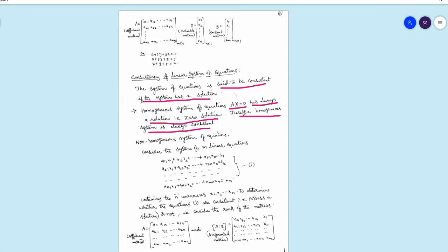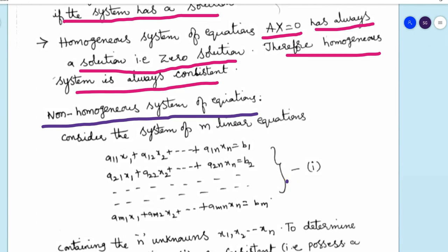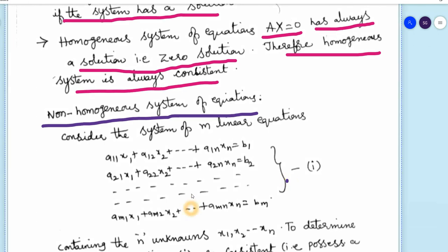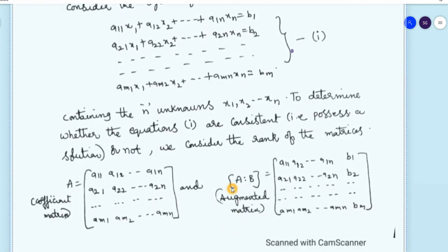So this is the non-homogeneous system of equations with n unknowns x1 to xn. To determine whether the equations are consistent or not, we have to consider the rank of two matrices. Here the first matrix is the coefficient matrix and the second matrix is the augmented matrix. The coefficient matrix is obtained from the system of non-homogeneous equations. The augmented matrix is nothing but the coefficient matrix A which includes the constant matrix as a column at the end.